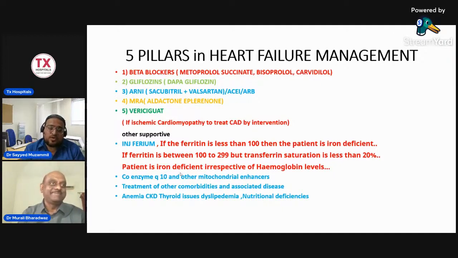While treating heart failure, you should not miss other comorbidities that the patient has. If the patient is anemic, you should treat anemia, maybe due to iron deficiency, maybe due to folic acid or B12 deficiency. If the patient has CKD, you should optimize the CKD treatment. If thyroid issues are there, like hypo or hyperthyroidism, you should treat it. Dyslipidemia, you should treat it. Nutritional deficiency, you should treat it. So you should treat the patient as a whole, not just organ specific.